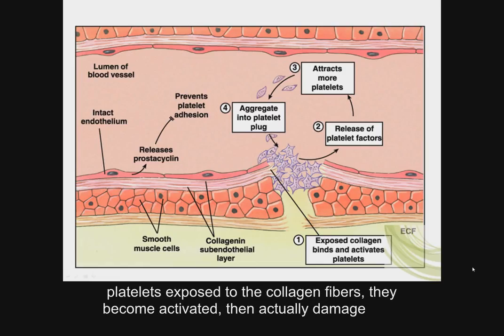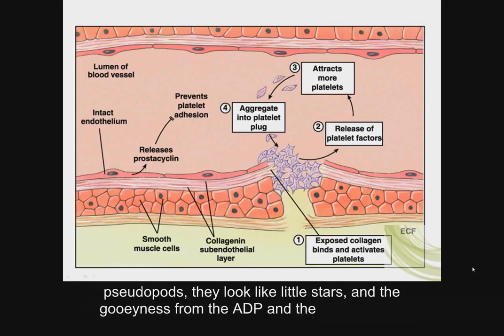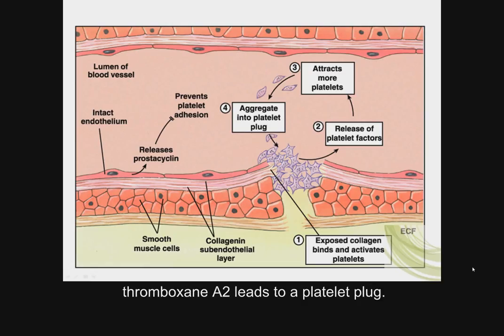And so the platelets exposed to the collagen fibers become activated. The collagen fibers damage the platelets, causing them to release their granules. The platelets change their shape. You can see their pseudopods. They look like little stars. And the gooiness, remember, from the ADP and thromboxane A2, all of that leads to a platelet plug.